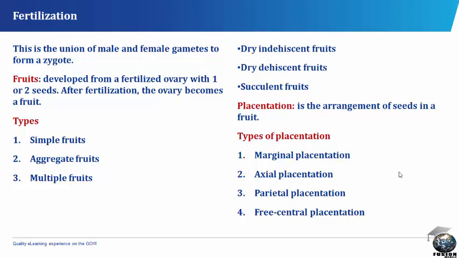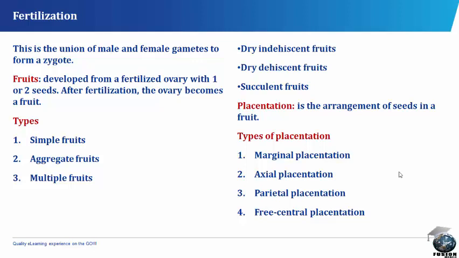Succulent fruits. These are fruits which possess an edible fleshy pericarp. Examples: 1. The drupe, 2. The berry, 3. The pome. Examples of drupe include mango, coconut, palm fruit, etc. Examples of berry include orange, tomatoes, guava, etc. Examples of pomes include apple.